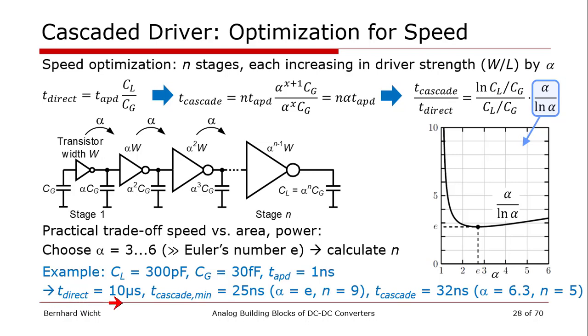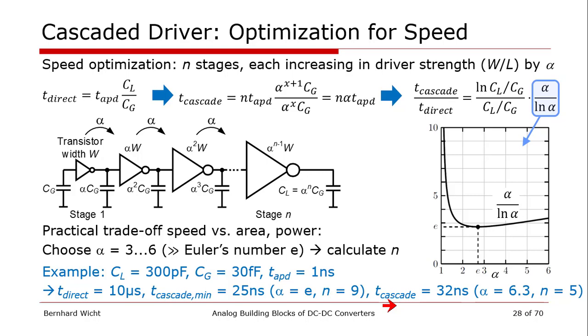It takes us 10 microseconds. That's really long. It's actually not acceptable. So if we go then to a cascaded approach, with the alpha set equal to Euler's number, we need 9 stages, which gives us 25 nanoseconds. So here we are. This is a value that's acceptable for gate driving.